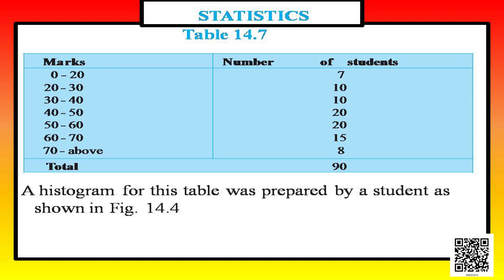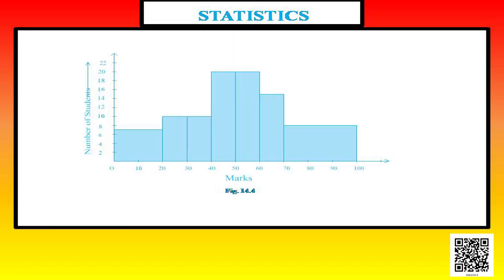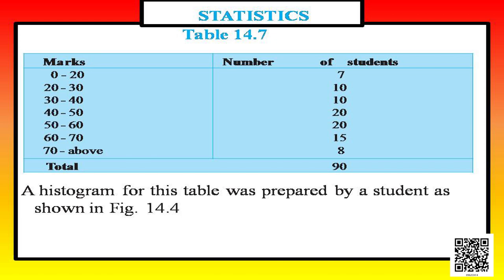Then 50 to 60, class width 10. 60 to 70 is 10. Then 70 to above. Here we are not having the upper limit. But in the figure, you see they have written 70 to 80. That means the class width is 30. And the frequencies are given normally. They are 7, 10, 10, 20, 20, 15 and 8. And the total is 90.